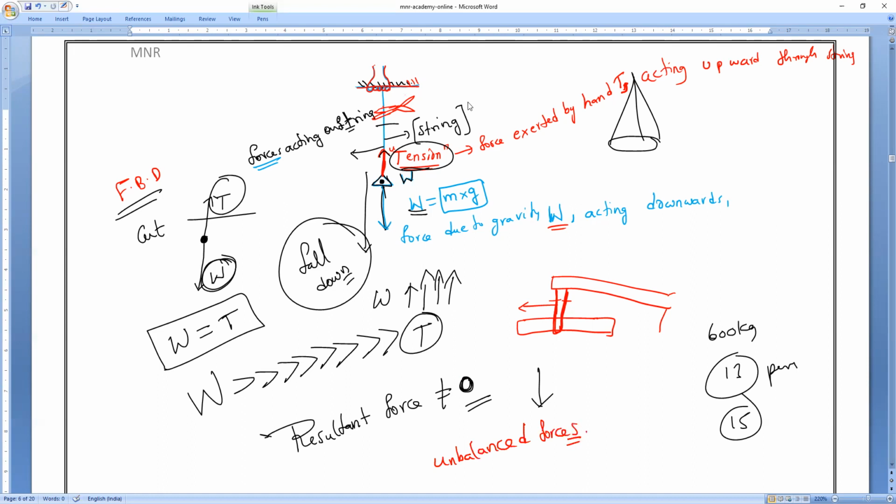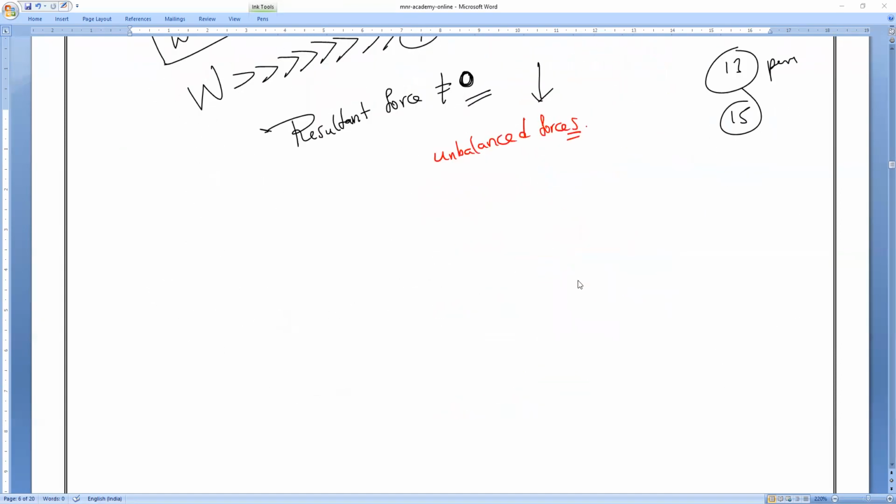Unbalanced force. That is what we should understand. Clear, everybody? Sir, both pulling the rope in the opposite direction can be an example of tension. Yes, Abhirami. For example, all of you observe very carefully.